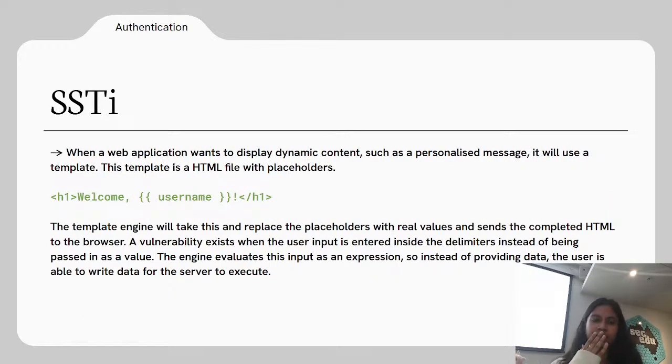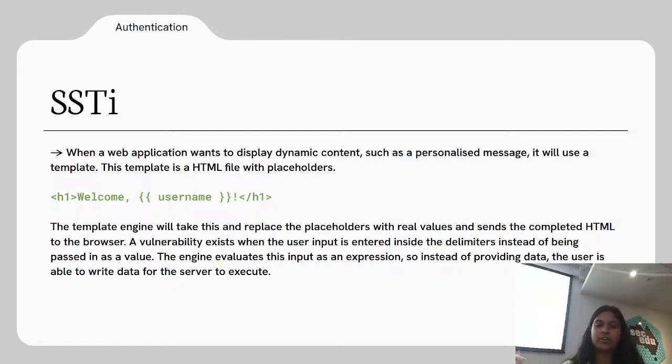So next one is SSTI, which is server-side template injection. When a web application wants to display dynamic content instead of having something hard-coded, such as a personalized message, it will use a template. The template is an HTML file with placeholders. So if you create an account on a certain website, it might say, "Hi, Annika," so they most likely use a template for that to update your name. The template engine will take this and replace the placeholders with real values, and then it'll send the completed HTML to the browser.